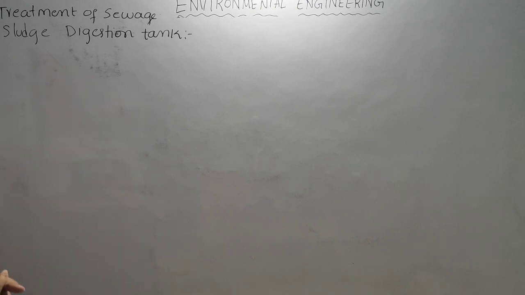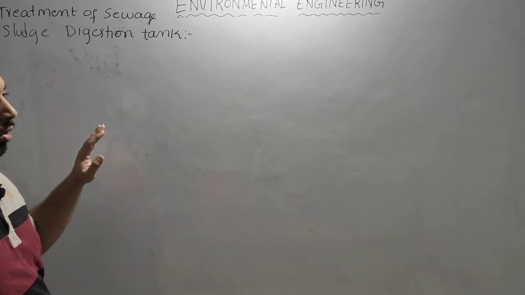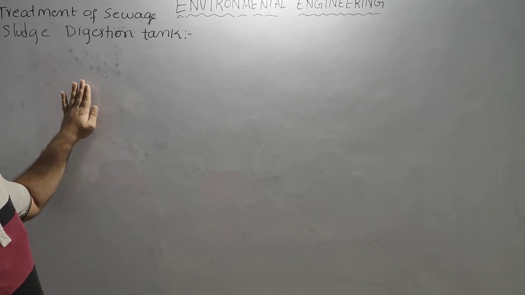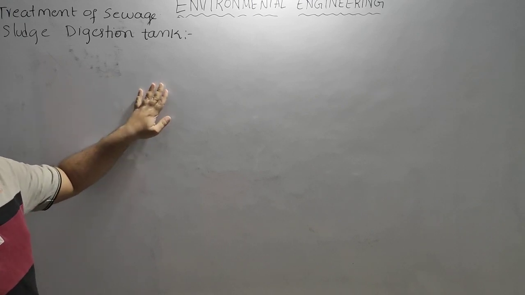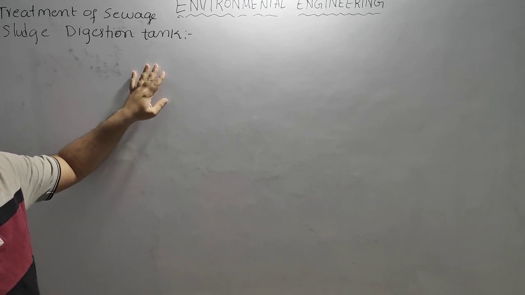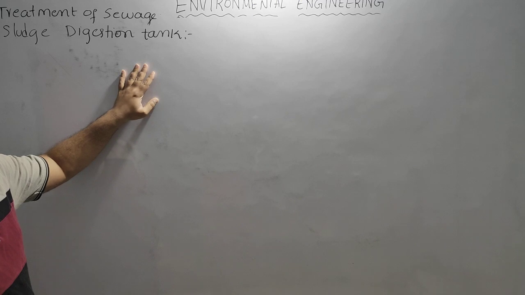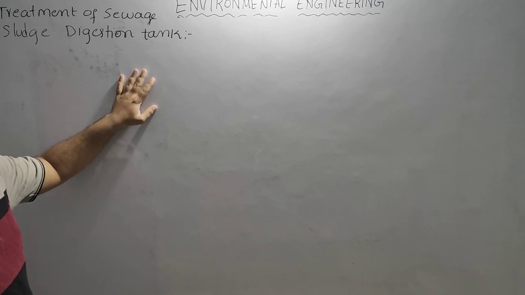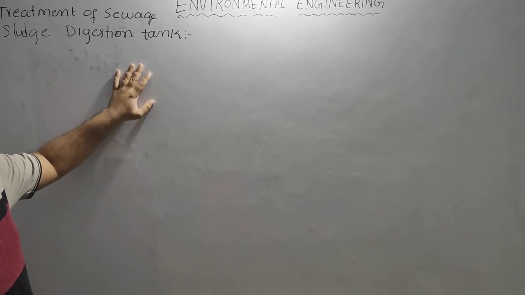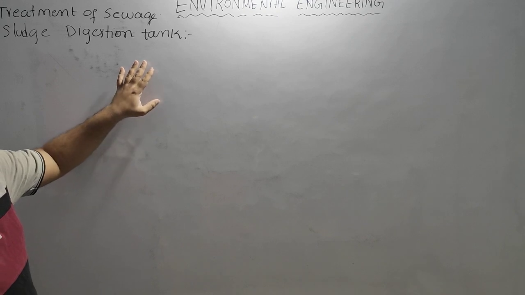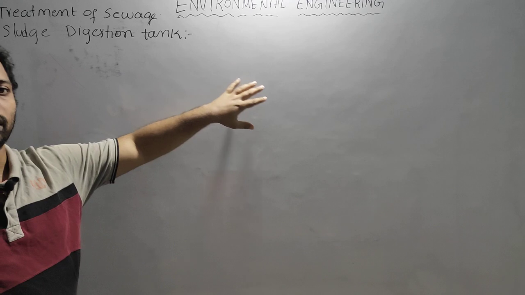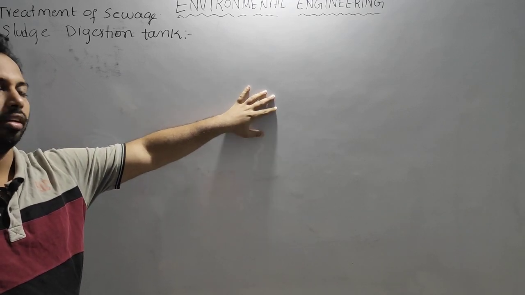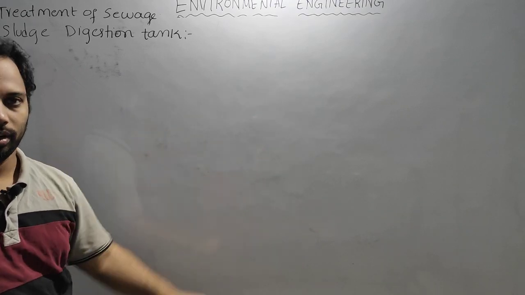See, so far we have seen the treatment of the sewage in the primary sedimentation tank, and the treatment of sewage in the secondary stage, that is either it may be activated sludge process, or it may be trickling filter, or it may be RBC, or any system. After this treatment, we are sending that effluent into the secondary sedimentation tank. From there, we are collecting the effluent.